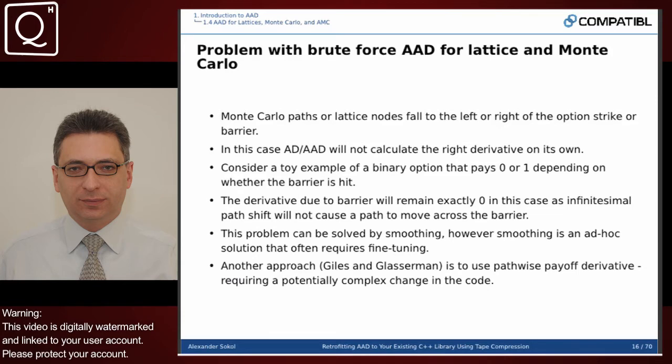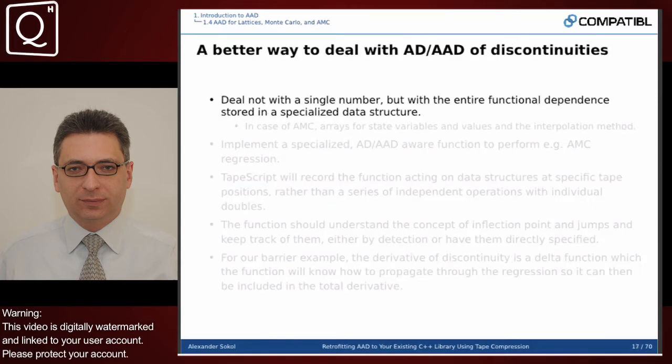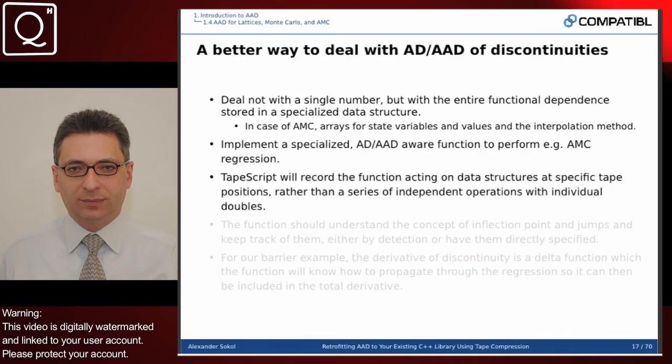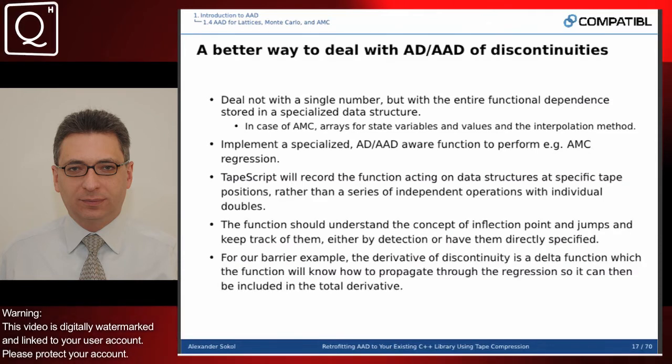One way that we're planning to implement, but it's not in TapeScript yet, is a specialized function that will be aware of the barrier and will record the delta function that arises when you shift it, and then propagate it properly when you, for example, do American Monte Carlo or lattice backward induction. So this slide is something that we're planning for TapeScript version 4.